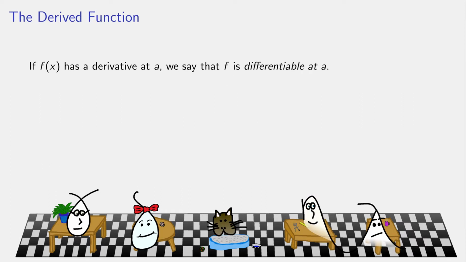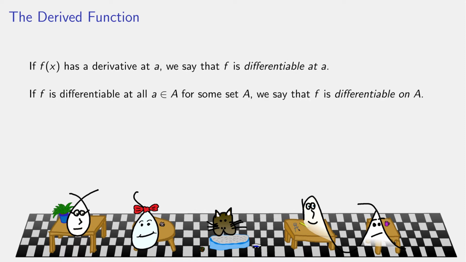Much like when a certain limit exists, we said the function was continuous at a point. If that limit of the difference quotient exists and is a real number, we will call the function differentiable at the point. And very similarly, if it's differentiable at every point in a set, we just say it's differentiable on the set A.